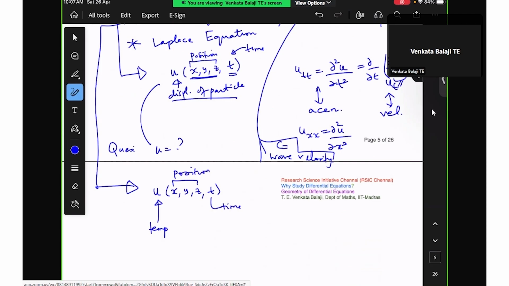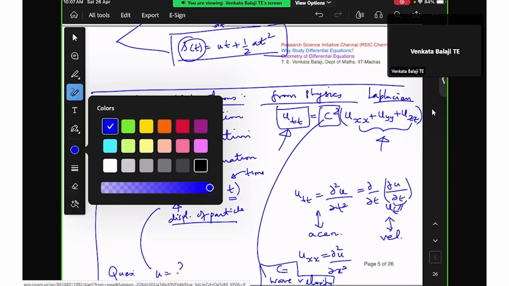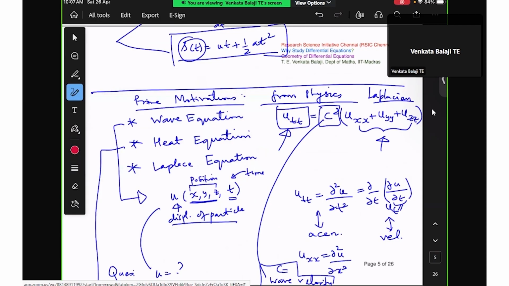The heat equation is very similar to the wave equation. Here is something very beautiful: the equations for different phenomena all look nearly the same. So the heat equation has, on the left side, u_t, equal to c squared times (u_xx plus u_yy plus u_zz). Mind you, the difference is that here there's a t, whereas there it was a double t.